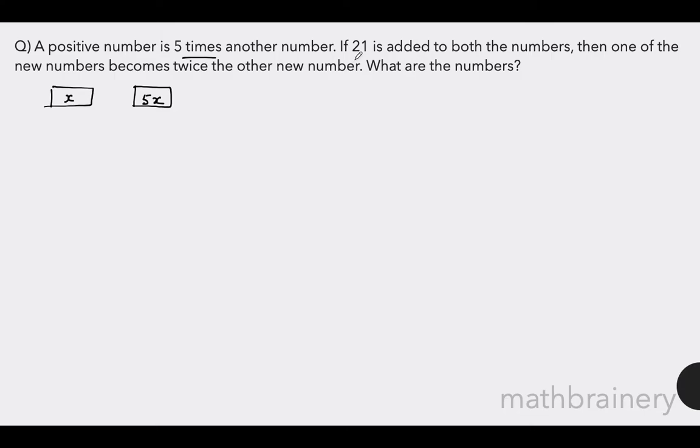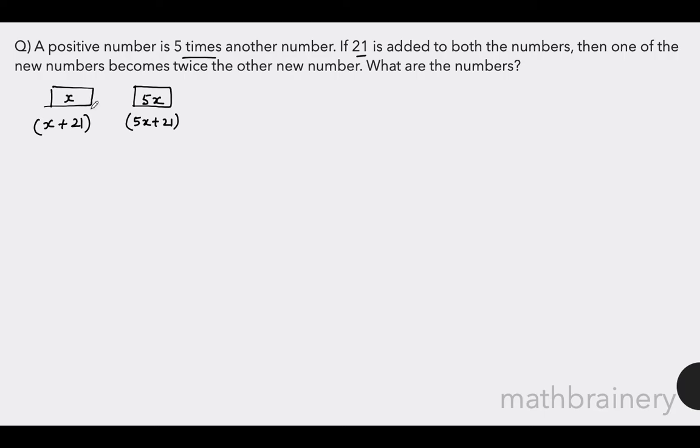Now, the second condition is if 21 is added to both the numbers. So, let's add 21 here. x plus 21 will be the new number and 5x plus 21 will be another new number. 5x plus 21 and x plus 21 are the two positive numbers that we have now. Now, what is the condition? If 21 is added to both the numbers, then one of the new numbers becomes twice the other new number. One of these two will become twice of the other. Which one becomes twice of which other one?